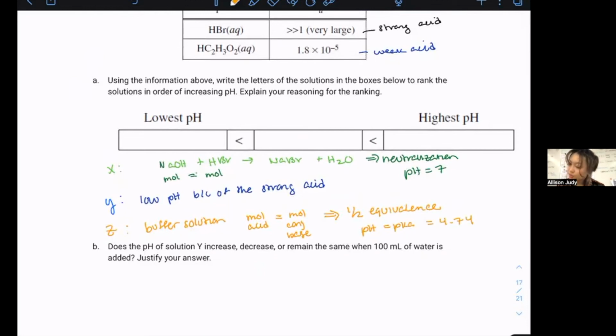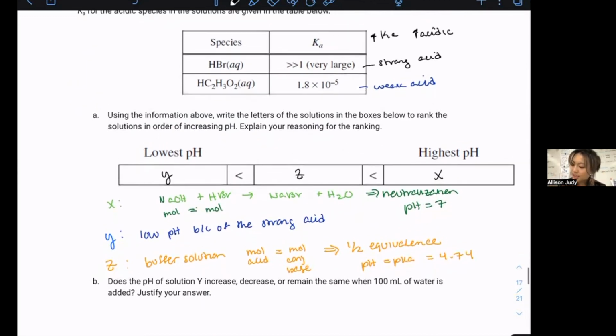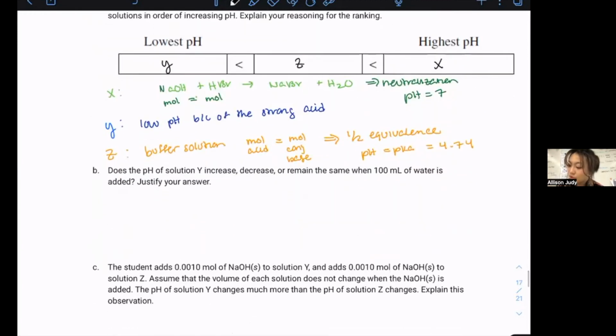Okay. And so then as far as the order goes, we would say that X is the highest pH. It's the most basic out of all of them. Y is the lowest pH because of that presence of strong acid, and because it is not a weak species, we would say that this is not a buffer solution, and Z is right in the middle due to the buffer behavior.